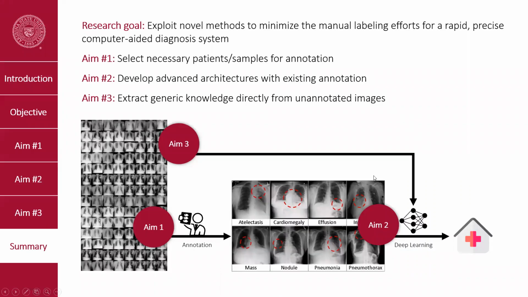To summarize, the main point of my research goal is reducing annotation cost. Each aim specifically focuses on a component in the workflow: select important samples for annotation, develop a powerful model with annotation, and extract generic knowledge directly from the images. Altogether, we build a competitive model using a small amount of human annotation.